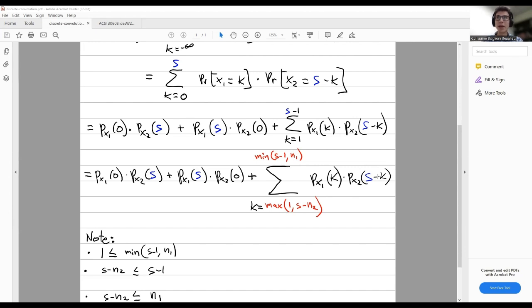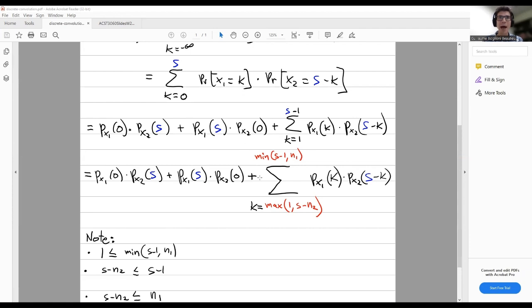But you see, if you had evaluated this at something smaller, careful, at a k smaller than s minus n2, then you would have subtracted something smaller, you would have gotten something bigger than n2, and this is not defined in the code. This is why you start at the maximum between 1 and s minus n2. You don't start at s minus n2 because, depending on which specific s you're looking at, this might be negative. So you take the maximum between 1 and s minus n2. Okay, I hope this made some sense.